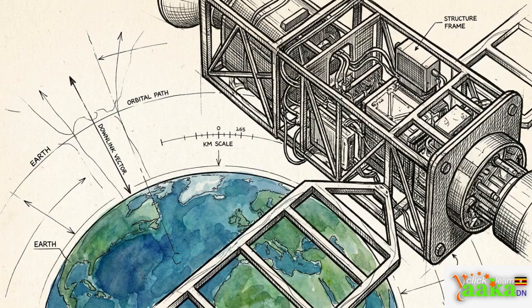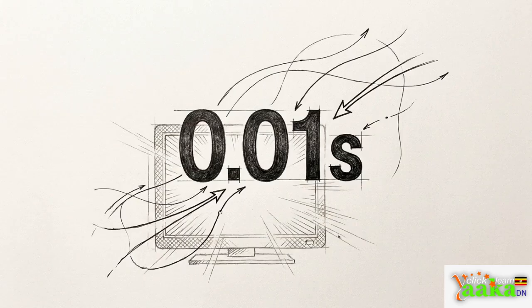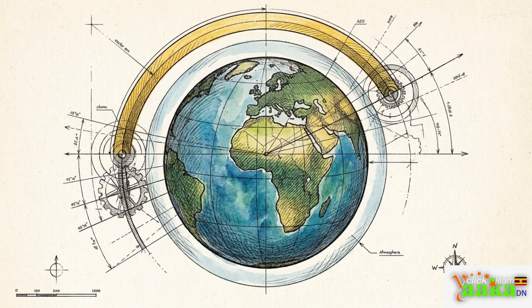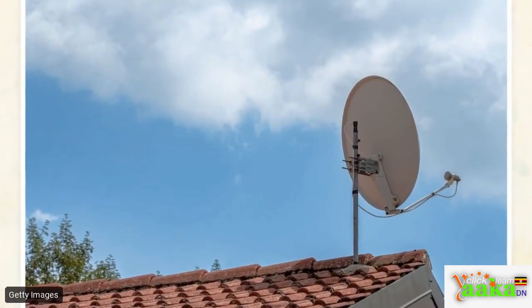This entire trip covers tens of thousands of kilometers, up and back, yet the complete sequence finishes in a fraction of a second. The uplink and downlink sequence creates an invisible bridge in the sky, connecting any 2 points on the globe instantly. Take a look at this standard white satellite dish mounted on a roof.